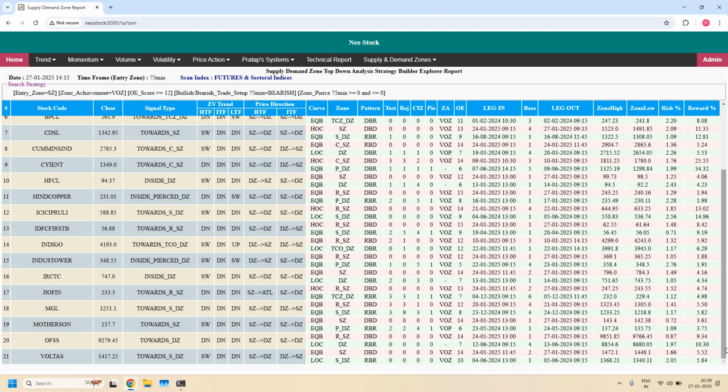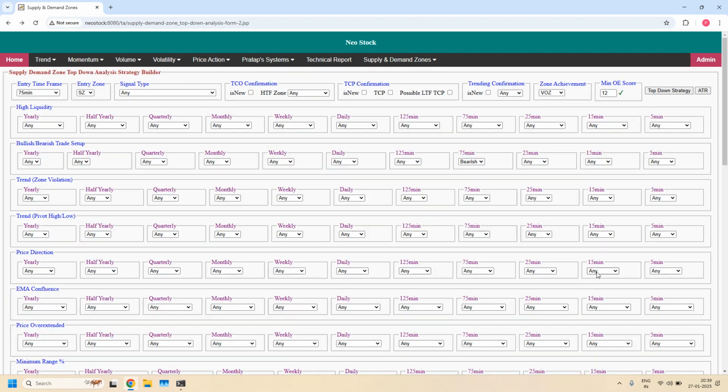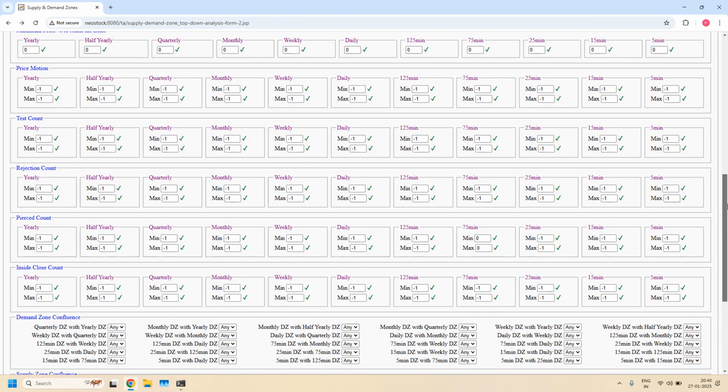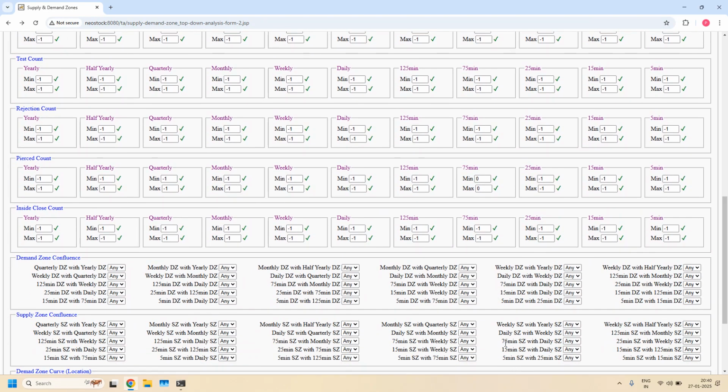Out of these 21, 75 minute supply zones, some are having high liquidity zones. Apart from that, we will also further filter based on zone confluence. First filter, LTF ITF supply zone confluence. That is 15 minute supply zone, 75 minute supply zone with daily supply zone confluence. I am enabling the filter.